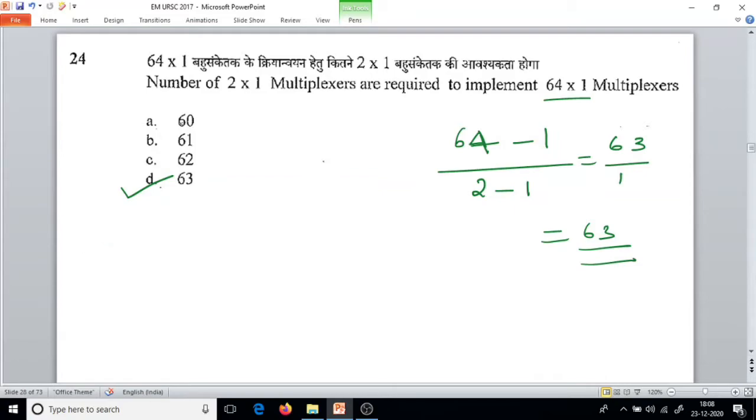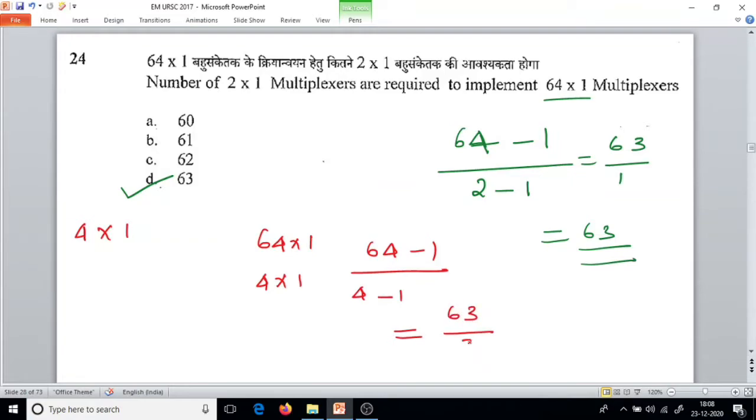Now assume that instead of 2 cross 1, I have 4 cross 1. How many multiplexers are required? I need 64:1, so 64 minus 1 divided by 4 minus 1. That is 63 divided by 3, which comes to 21 multiplexers if they are 4 cross 1. Don't spend more time on these; just use the shortcut. I'll put another video for the detailed explanation.